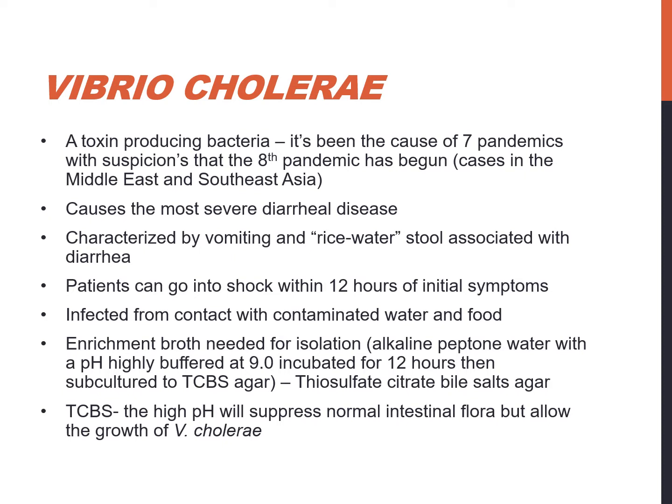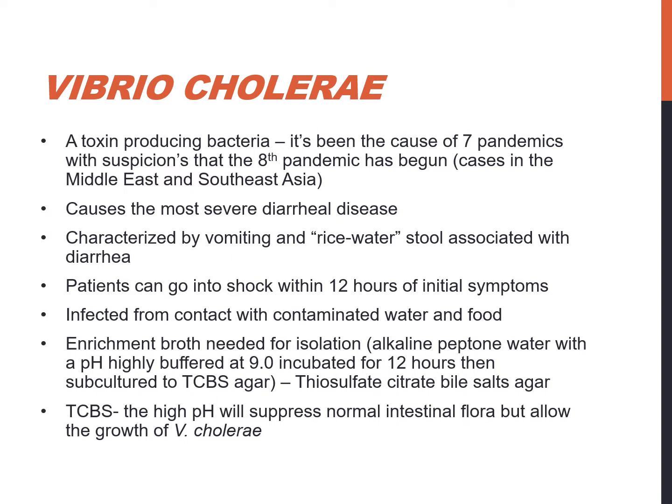A person gets Vibrio cholerae from contact with contaminated food and water, and we do need an enrichment broth that is alkaline and buffered to a pH of 9.0 in order to isolate Vibrio cholerae. Then we can take that isolated colony and put it on thiosulfate citrate bile salts agar.